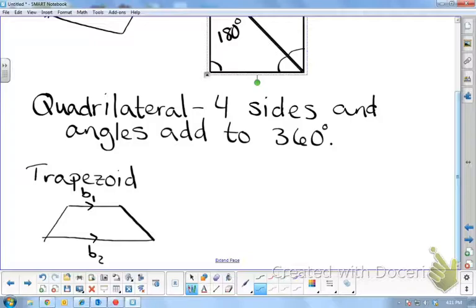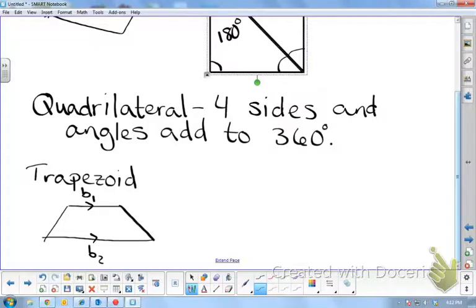Just like when we put lines on a figure, it means those two sides are the same. So a trapezoid has two parallel bases. Now it doesn't matter what's going on with the other sides. We don't know if all four sides are the same or not. We don't know exactly what the angles are. This one looks like it has maybe some matching angles, but that doesn't have to happen.